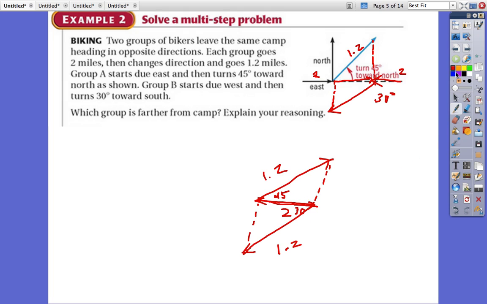Well, they share the 2 miles. They both did 2 miles, so they share that part. Then they both went 1.2 miles, so they share that length. So now we have the Hinge theorem. We have two sides of one triangle congruent to two sides of the other triangle, but the included angles are different. Well, this angle is 45, so this side must be larger than this side, which is opposite the 30-degree angle. So the group that did a 45-degree turn is going to end up being farther from the camp. So group A is farther.